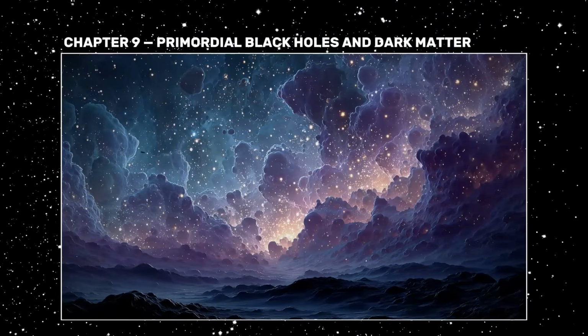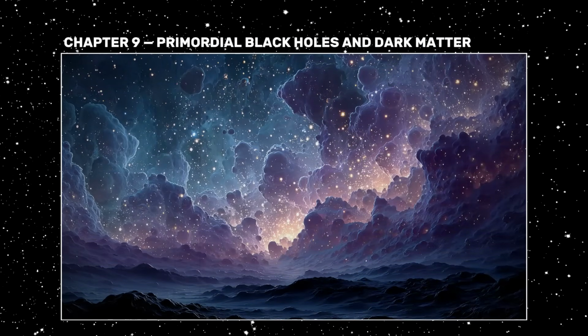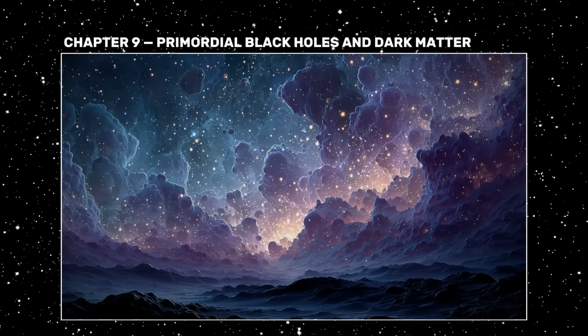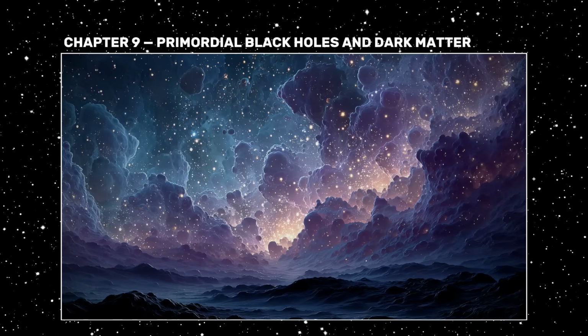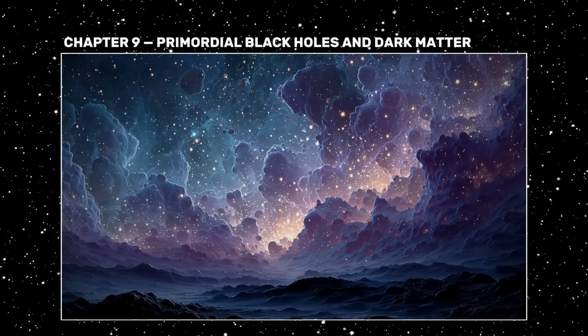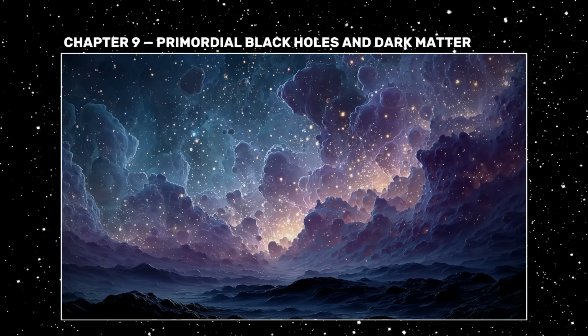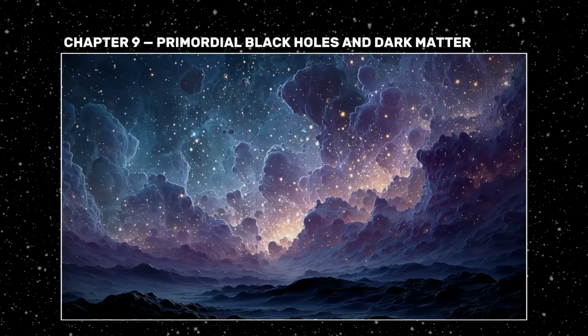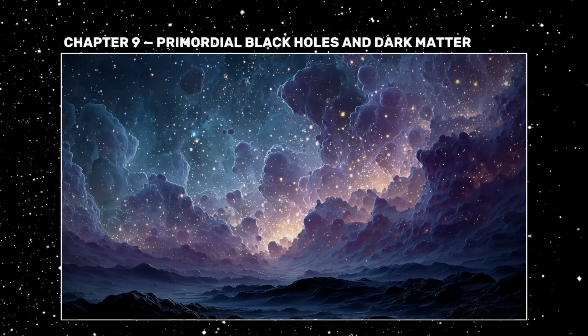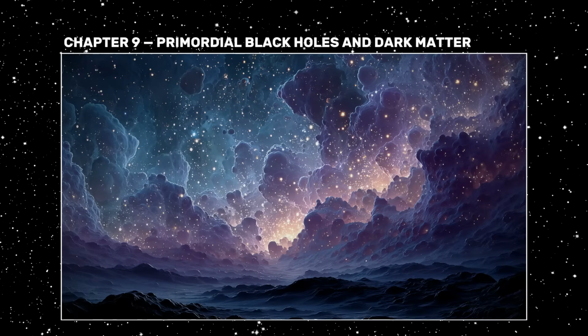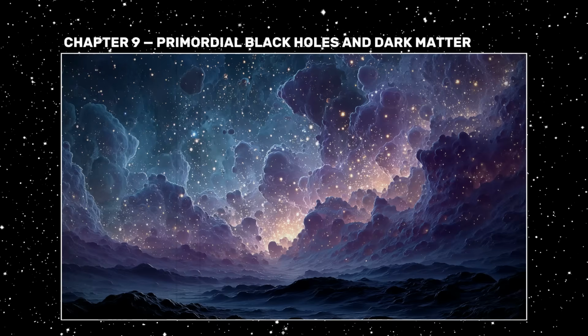Chapter 9. Primordial Black Holes and Dark Matter. Black holes are usually thought of as the end states of stellar evolution. When massive stars exhaust their fuel, gravity overwhelms all other forces, and collapse creates a singular region of spacetime from which nothing can escape. But in the early universe, long before the first stars formed, conditions were radically different.